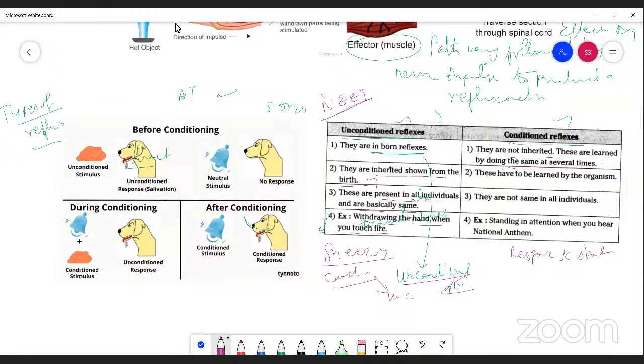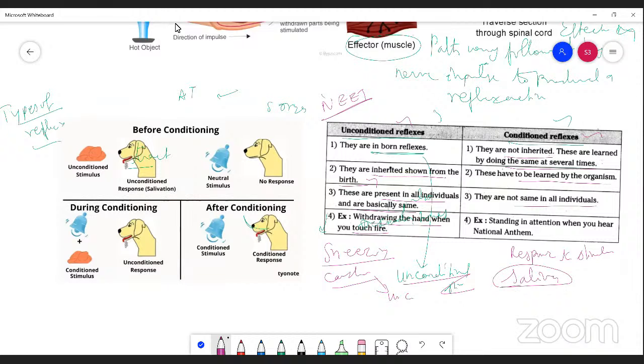It is not the same in all individuals, because it is not an inborn character. For example, the secretion of the salivary gland. The salivary gland secretes saliva when we are seeing food or smelling food. Automatically, when we see pickles, the salivary gland secretes saliva.